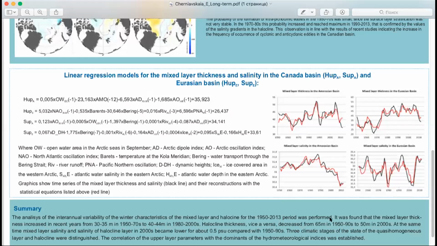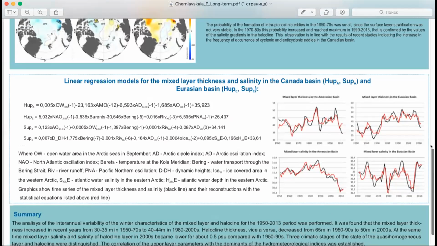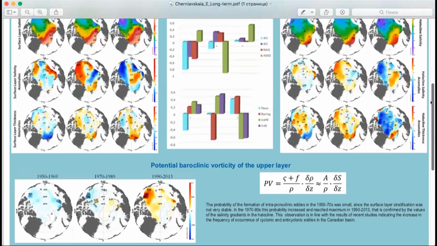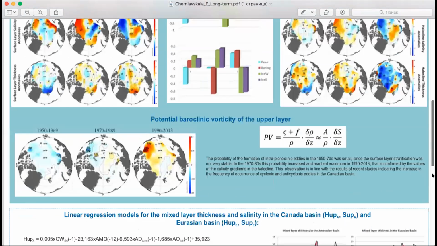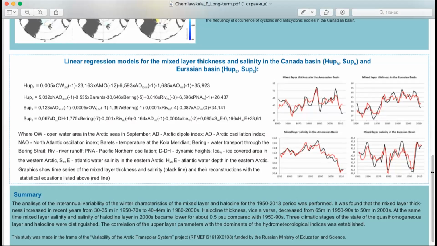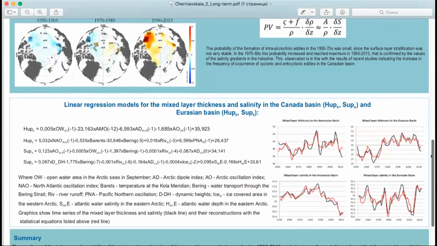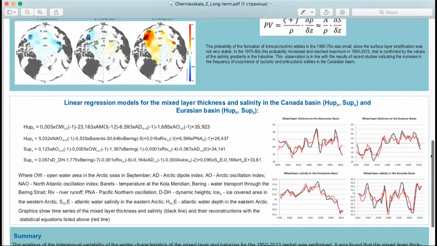If you go back, just go back to your slide a little bit. Yeah, sorry. Where? Just keep it at the bottom. Okay. The lowest, the time series of mixed layer thickness in these different basins. It's quite strong variability. Maybe you want to say a little bit of comment on these variabilities you have.